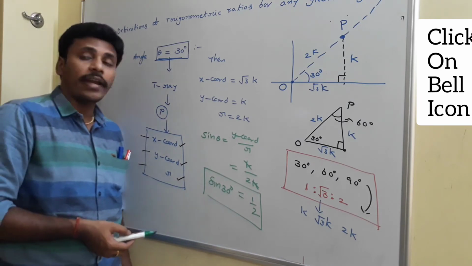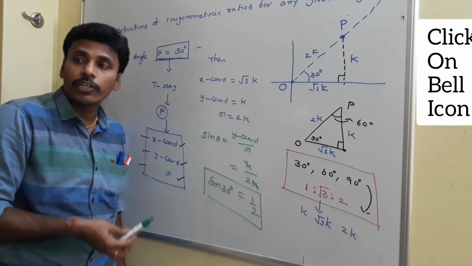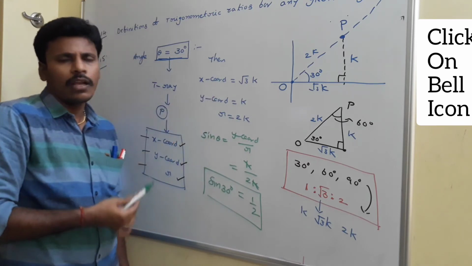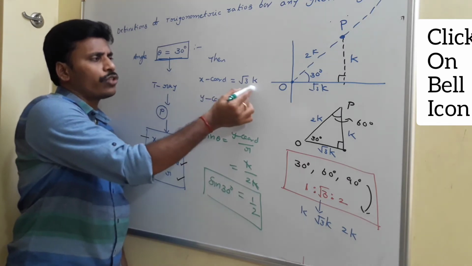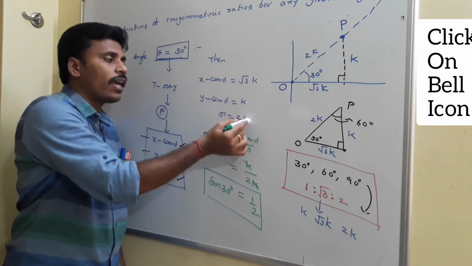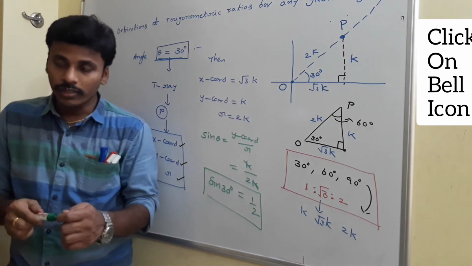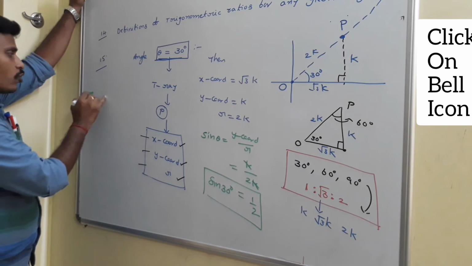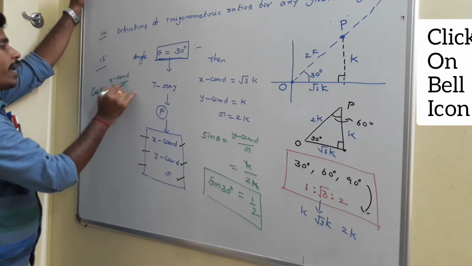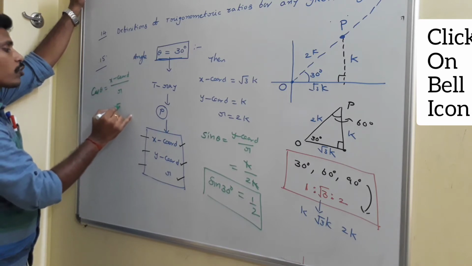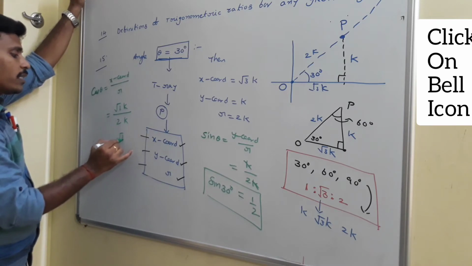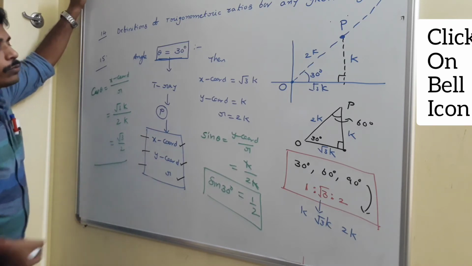If anybody asks you to identify cos 30 degrees, what is the definition of cos theta? The definition of cos theta is the x coordinate by r. It's very clear that the x coordinate is root 3k, the r value is 2k, and if you calculate the ratio between these two, k will get cancelled. You are left with root 3 by 2. So cos theta is the x coordinate by r, root 3k by 2k, k and k get cancelled, and you are left with root 3 by 2.